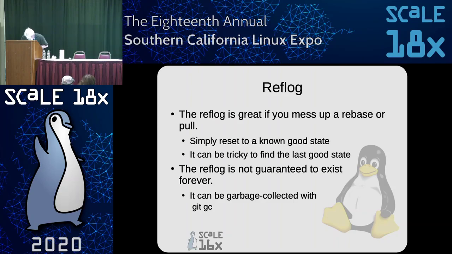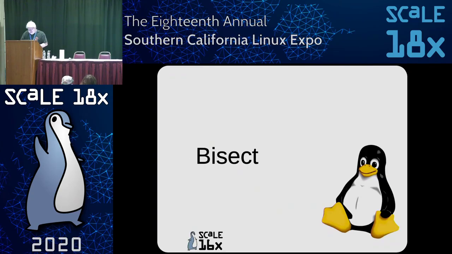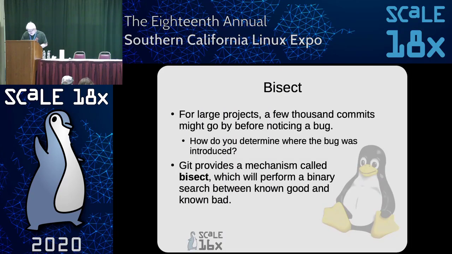And most importantly, the reflog is not guaranteed to exist forever. It can be garbage collected at any time using git gc. And in some cases, Git can be set up to automatically run garbage collection. Yeah, don't depend on reflog. Basically, it's there as a sort of an emergency safety net. Now we get to bisecting, which is super cool, especially on larger projects.